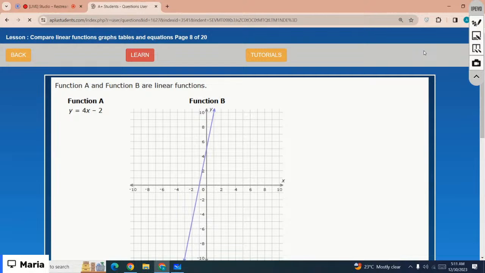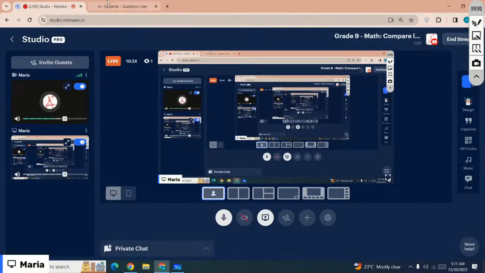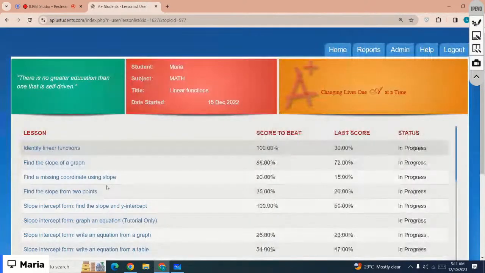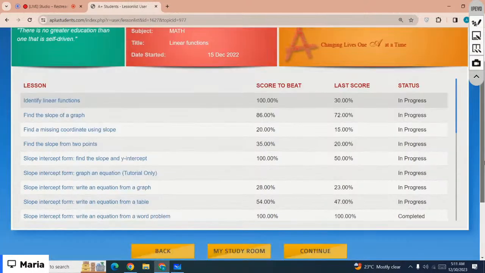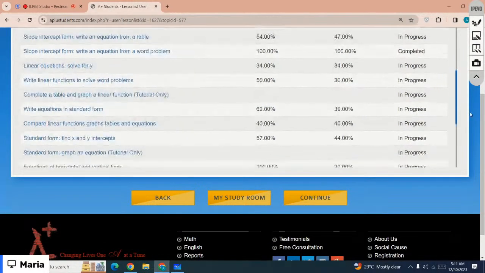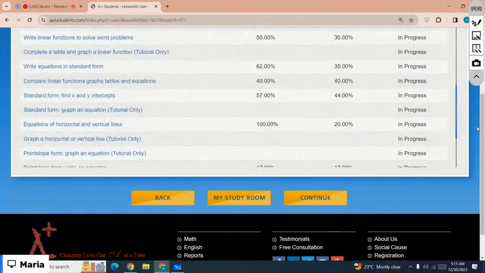Okay, you can complete the lesson by yourself later today. Let me just move on to the next lesson. And the next lesson is standard form, find x and y intercepts.